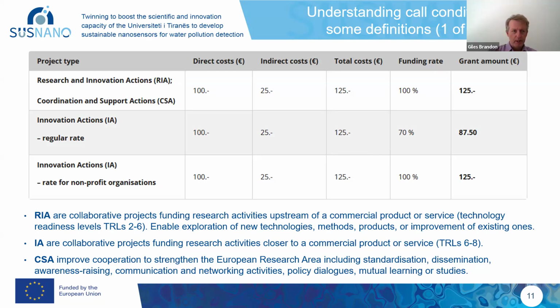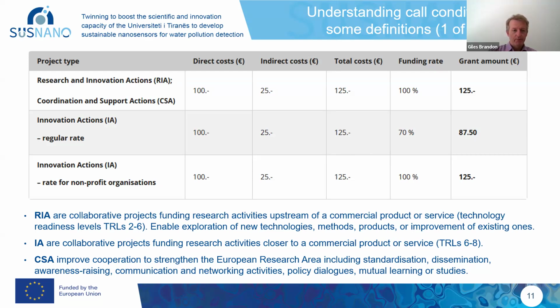In the first column, it mentions project type. So it's mentioning research and innovation actions, coordination support actions, and then below that, there's a row that says innovation actions regular rate, and below that, a row that says innovation actions rate for non-profit organizations.